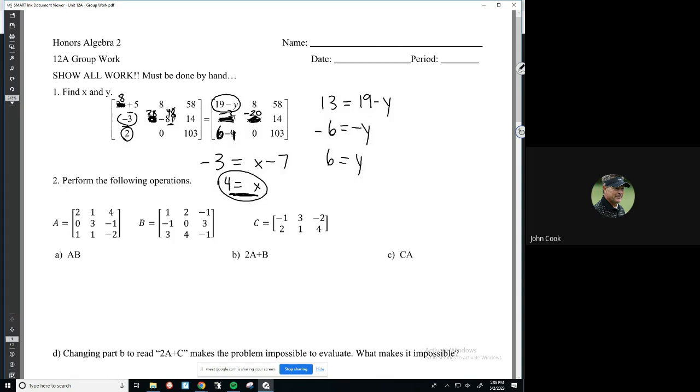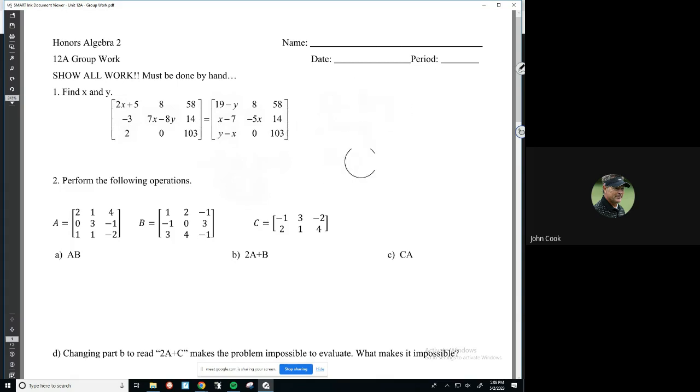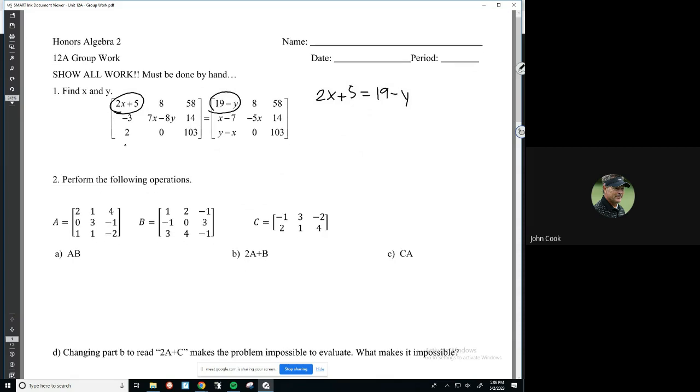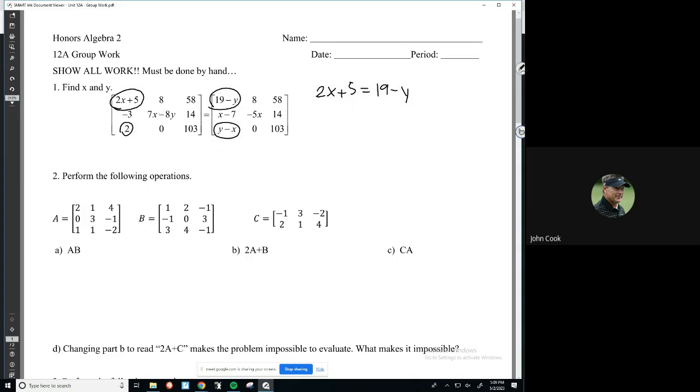Okay, so there you go. That's about as easy as it gets. You could have done this differently, I guess, and still get the same results. You could just pick anything that has the variables in it. Like, I could even take these two, even though I still have two variables, 2x plus 5 equals 19 minus y. And I could take this one also, I guess, whatever, or this one, 2 and y minus x. I could set those equal to each other.